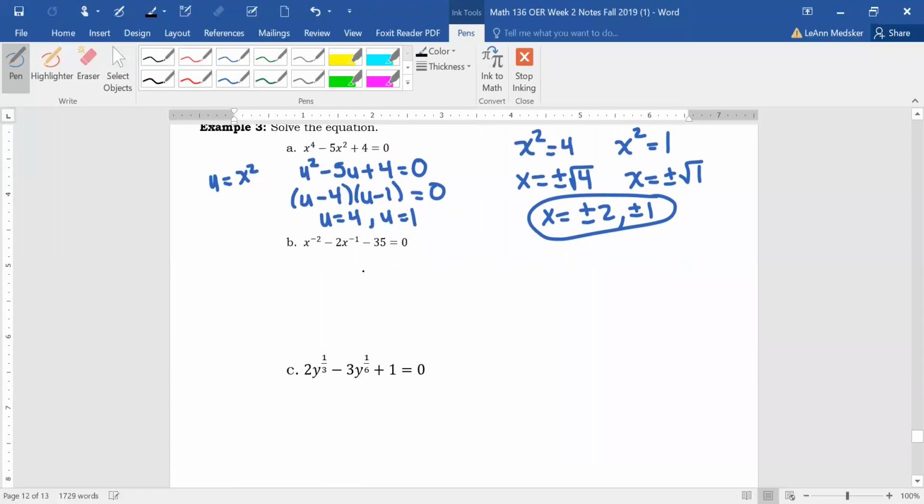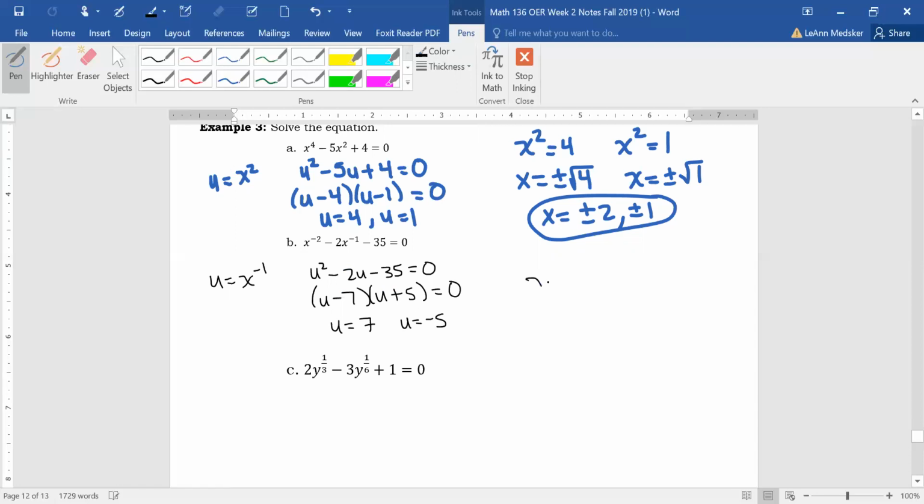Let's try one that has maybe negative exponents, just to amp it up a little bit. Negative 1 is definitely half of negative 2. So I'm going to let u equal that variable in the middle, x to the negative 1. So then this would be u squared minus 2u minus 35 equals 0. It should always be u squared and u if this is actually half of the original power. So then this would factor into u minus 7 and u plus 5 equal to 0. So u equals 7 or u equals negative 5.